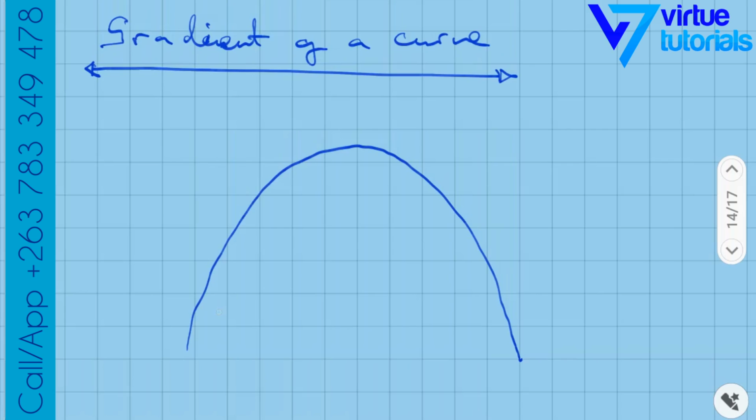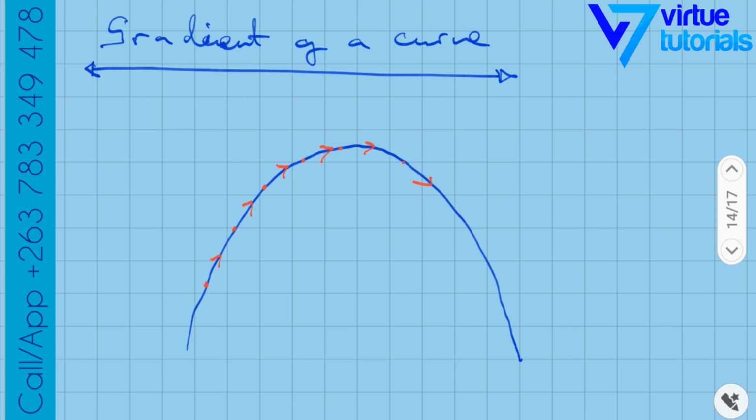Okay, so let's look at the gradient of a curve. If this is our curve here, we'll realize that the curve, unlike a straight line, is always changing the direction of tilt. So at every given point, it's sort of changing the direction that it was pointing towards.